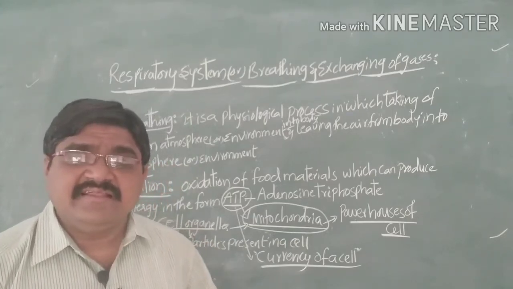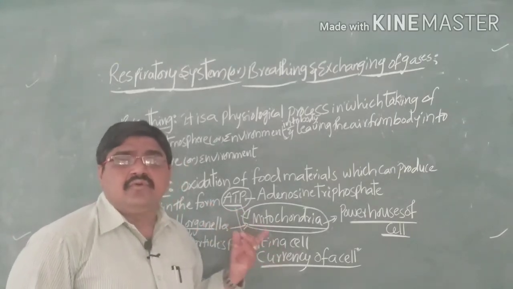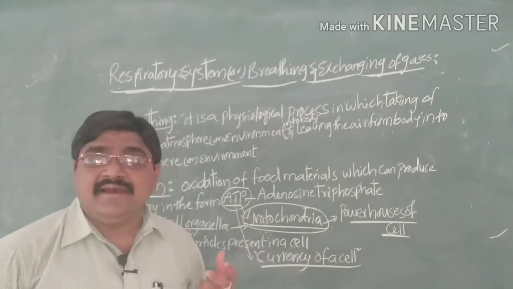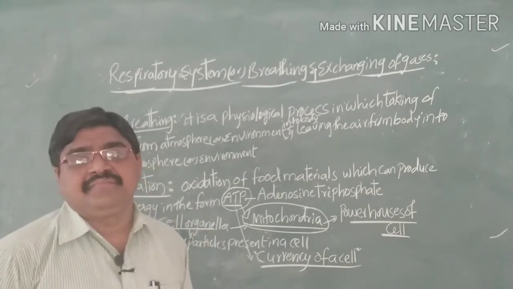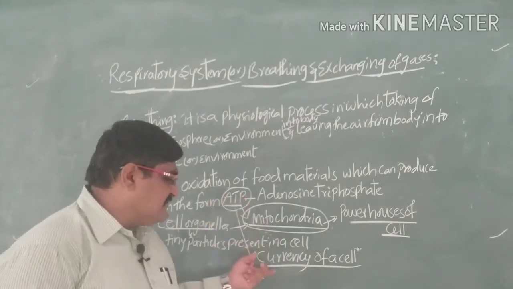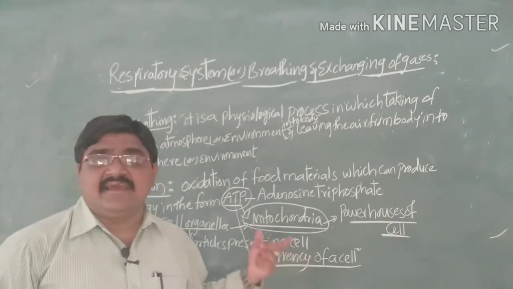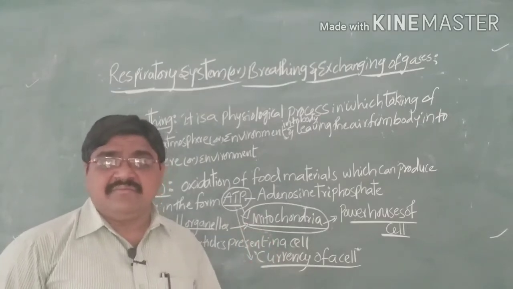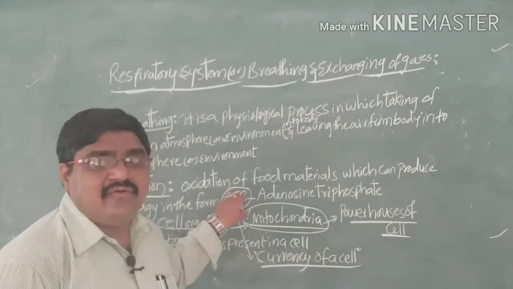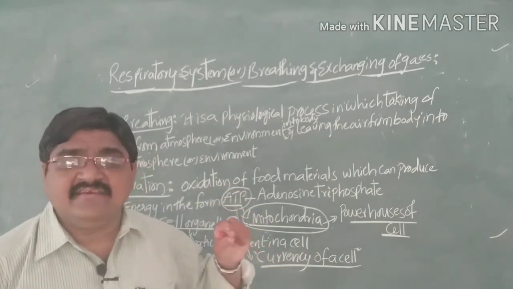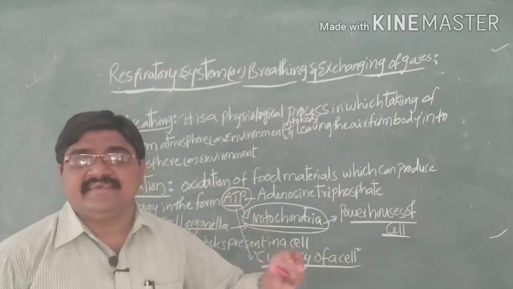So when you take food materials, energy, that is ATP, is also produced. With the help of ATP, all metabolic activities can take place in our body. So ATP is called the currency of the cell. Without the currency, the cell cannot perform its functions. All metabolic activities take place in the form of ATP only. So ATP is called the currency of the cell, and mitochondria are called the powerhouses of the cells.